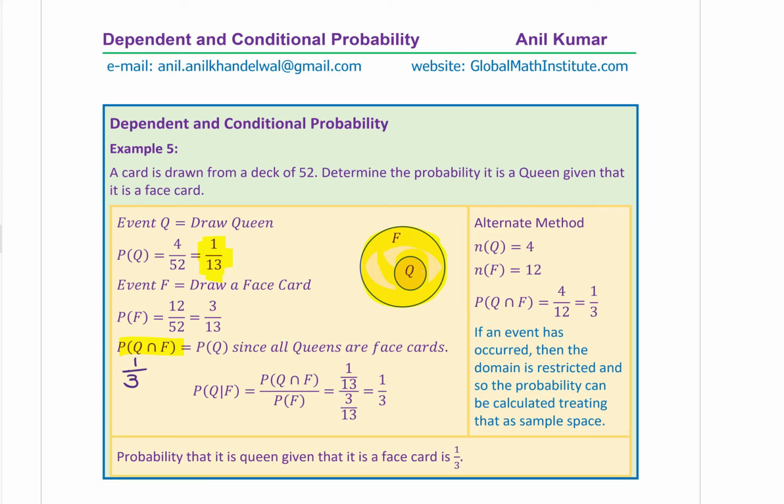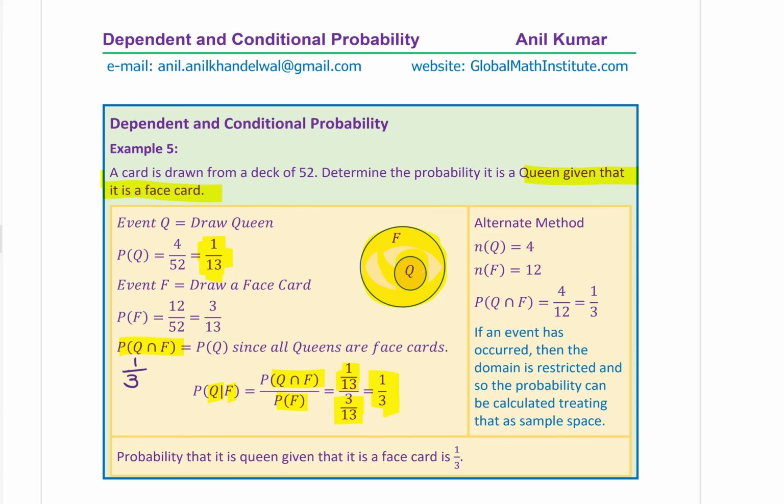Now, let's use the conditional probability to find the probability of queen given that it is a face card. So now the probability of queen given that it's a face card will be the intersection of queen and face card divided by the probability of face card. So we have 1 over 13 in the numerator, 3 over 13 in the denominator, which simplifies to 1 over 3. So that becomes our answer.